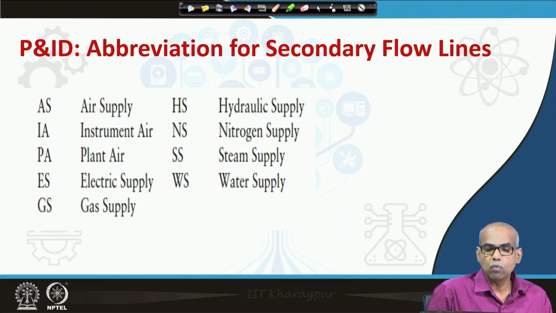These are some abbreviations commonly used for secondary flow lines: air supply AS, instrument air IA, etc.